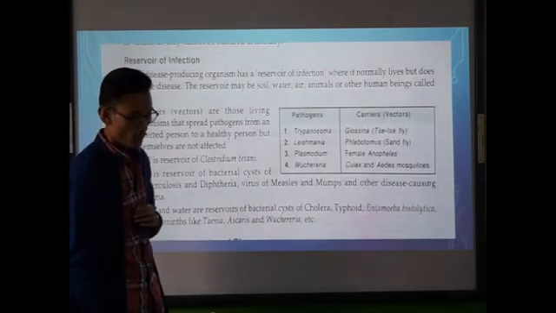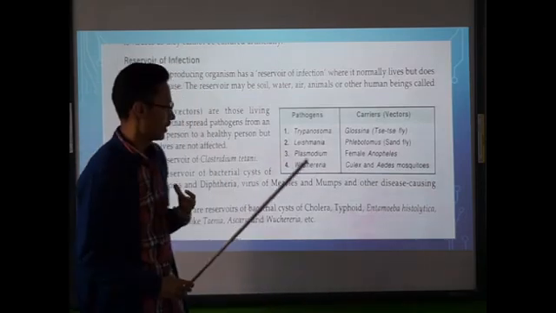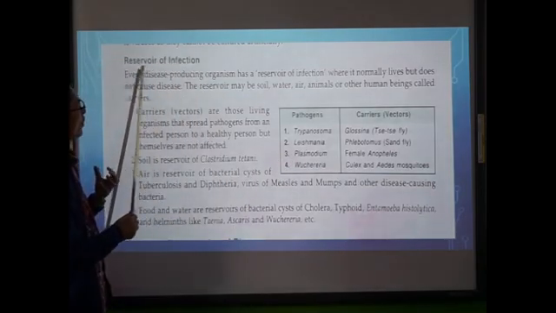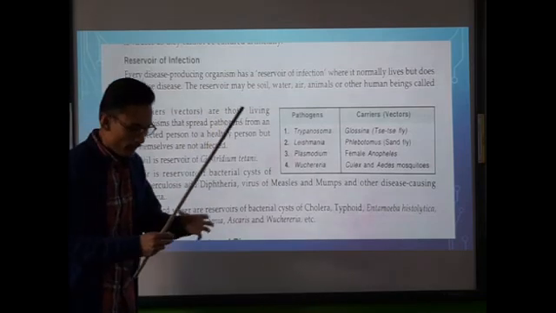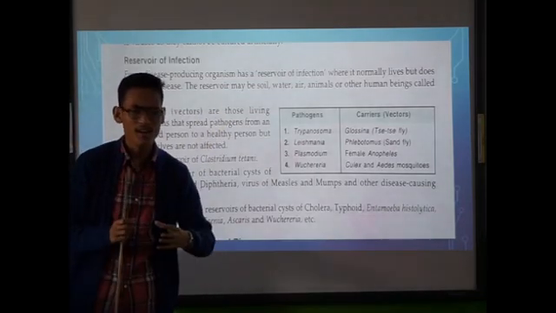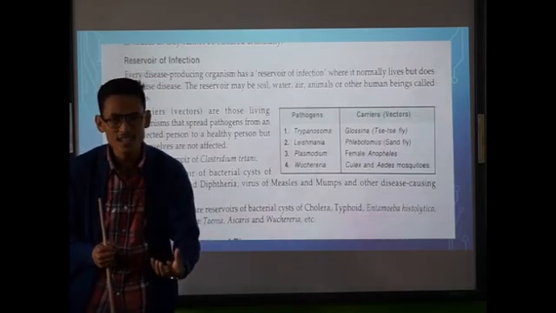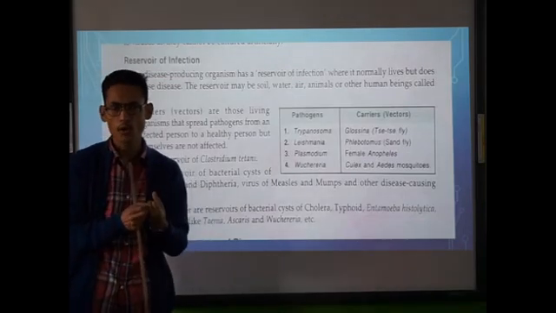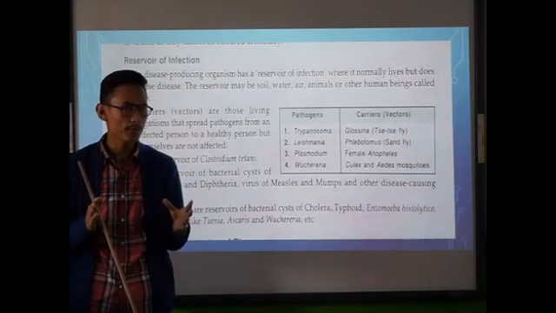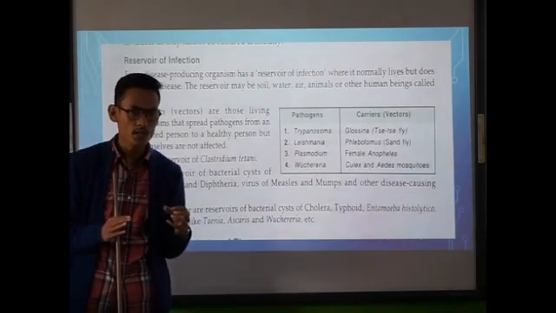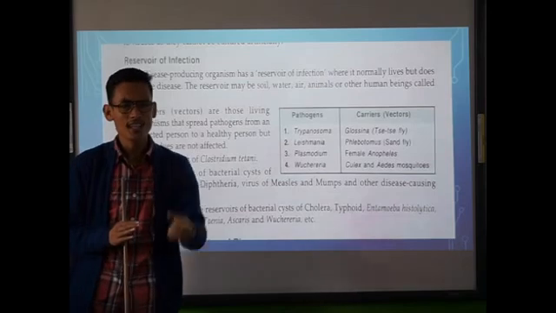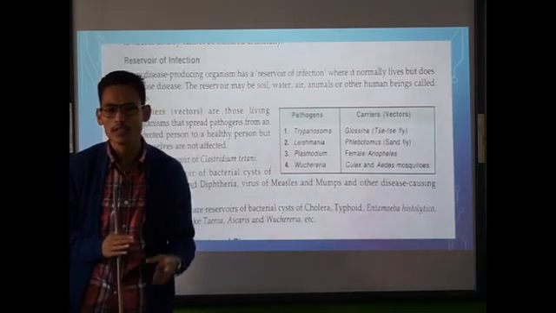So now we'll talk about the next one, reservoir of infection. That means the particular place or the source where the pathogens are present, but they are not able to cause the disease. It's called the reservoir of infection, where the pathogens are present, but those pathogens will not be able to produce the characteristic symptoms of the disease.